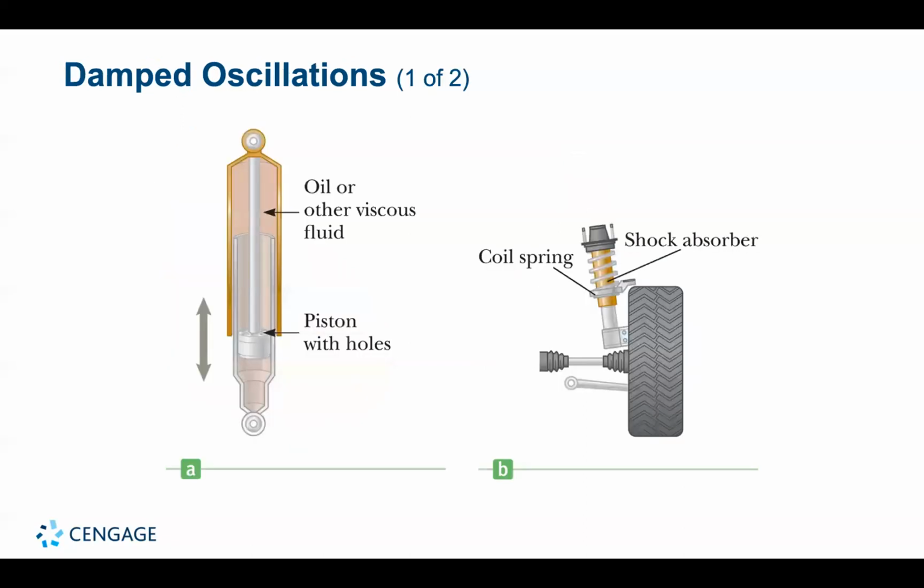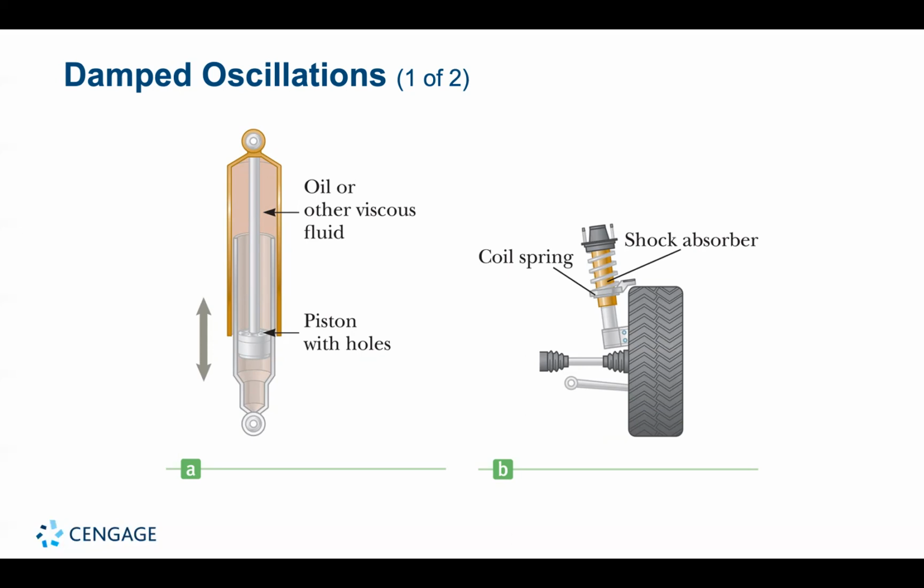So what about damped oscillations? Here we're looking at a shock absorber that consists of a piston oscillating in a chamber filled with oil. As the piston oscillates, the oil is squeezed through holes between the piston and the chamber, causing a damping of the piston's oscillations. And for B, one type of automotive suspension system in which a shock absorber is placed inside a coil spring at each wheel. So you're seeing a shock absorber and another variation.